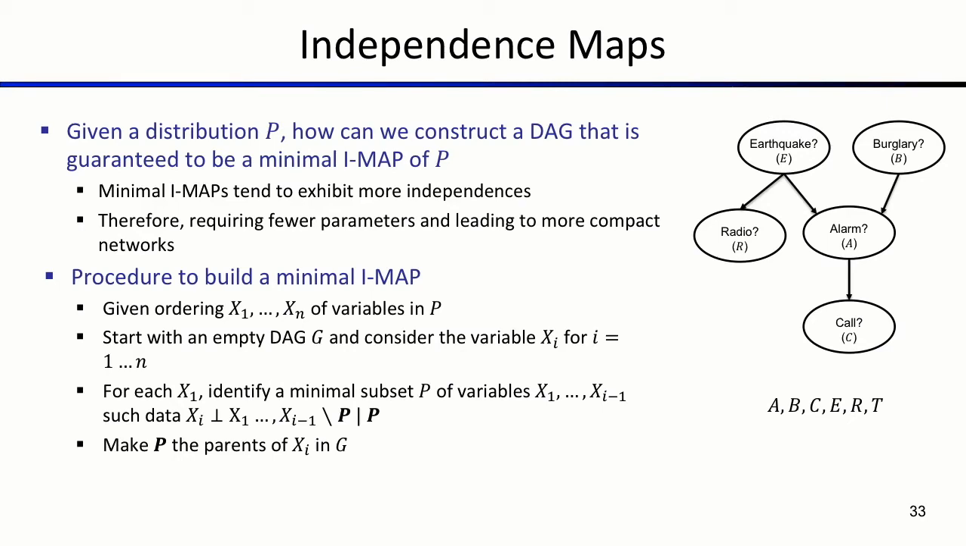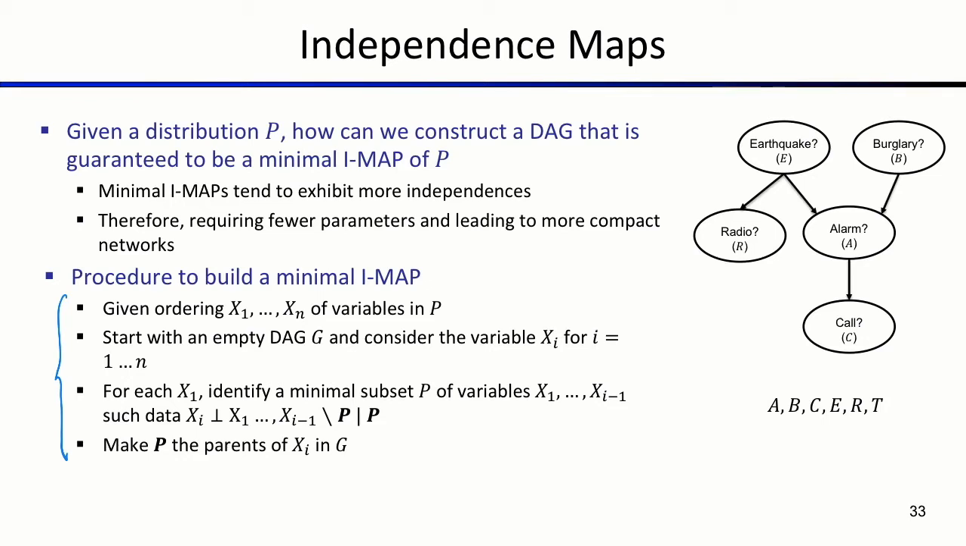If we do that, we assume some independence that's not true in the probability distribution. So in some way, they will lead us to sparse graphs that have as few parameters as possible, and will lead to these compact networks. So it would be interesting to have a procedure to build a minimal IMAP. And there is such a procedure, so this is the algorithm for doing that. It will require an ordering for the nodes.